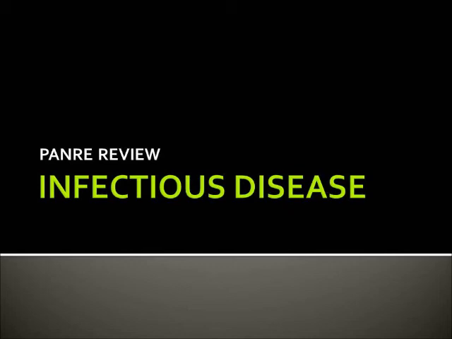Herpes virus number 4 is mononucleosis, Epstein-Barr. Herpes virus number 5 is cytomegalovirus. Herpes virus number 6 is roseola virus. And what is roseola virus?